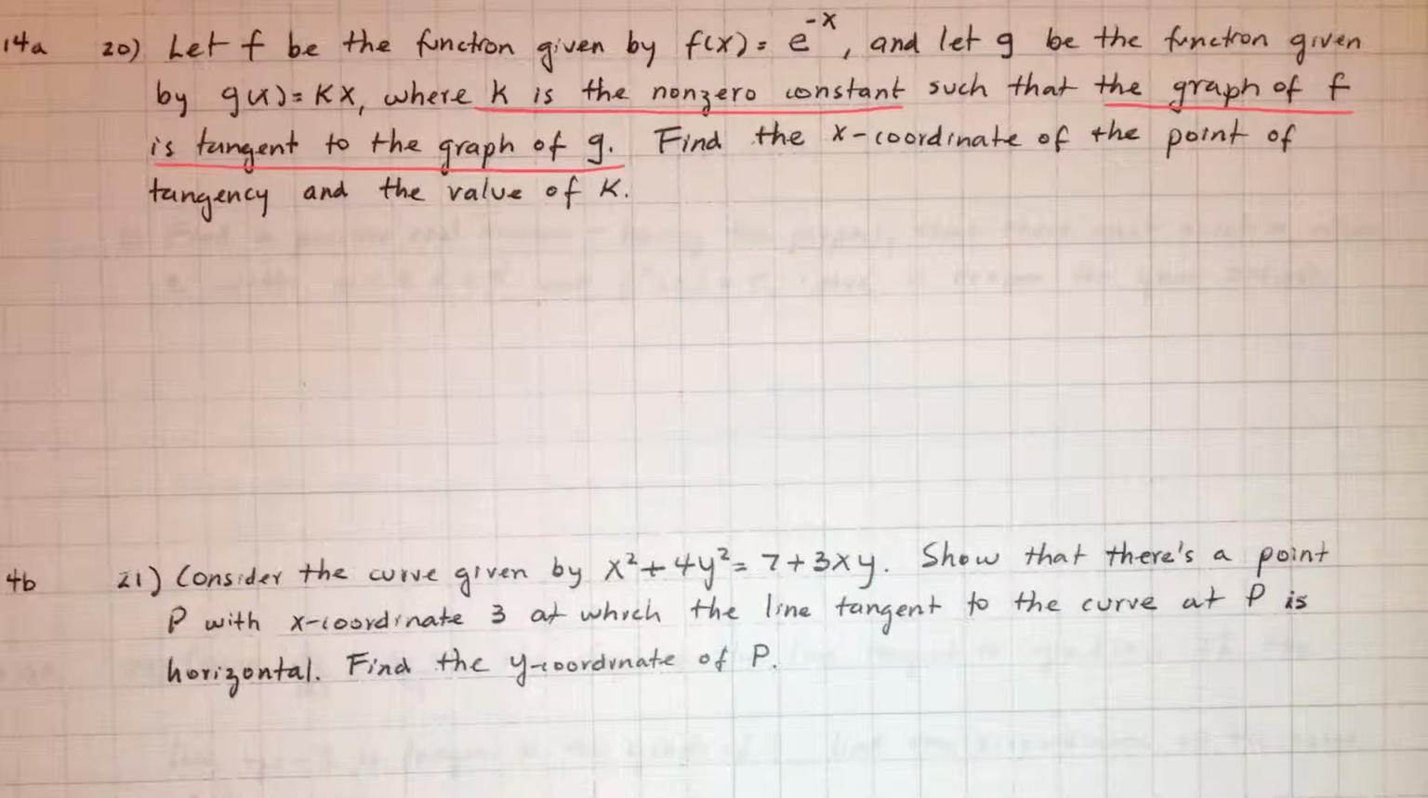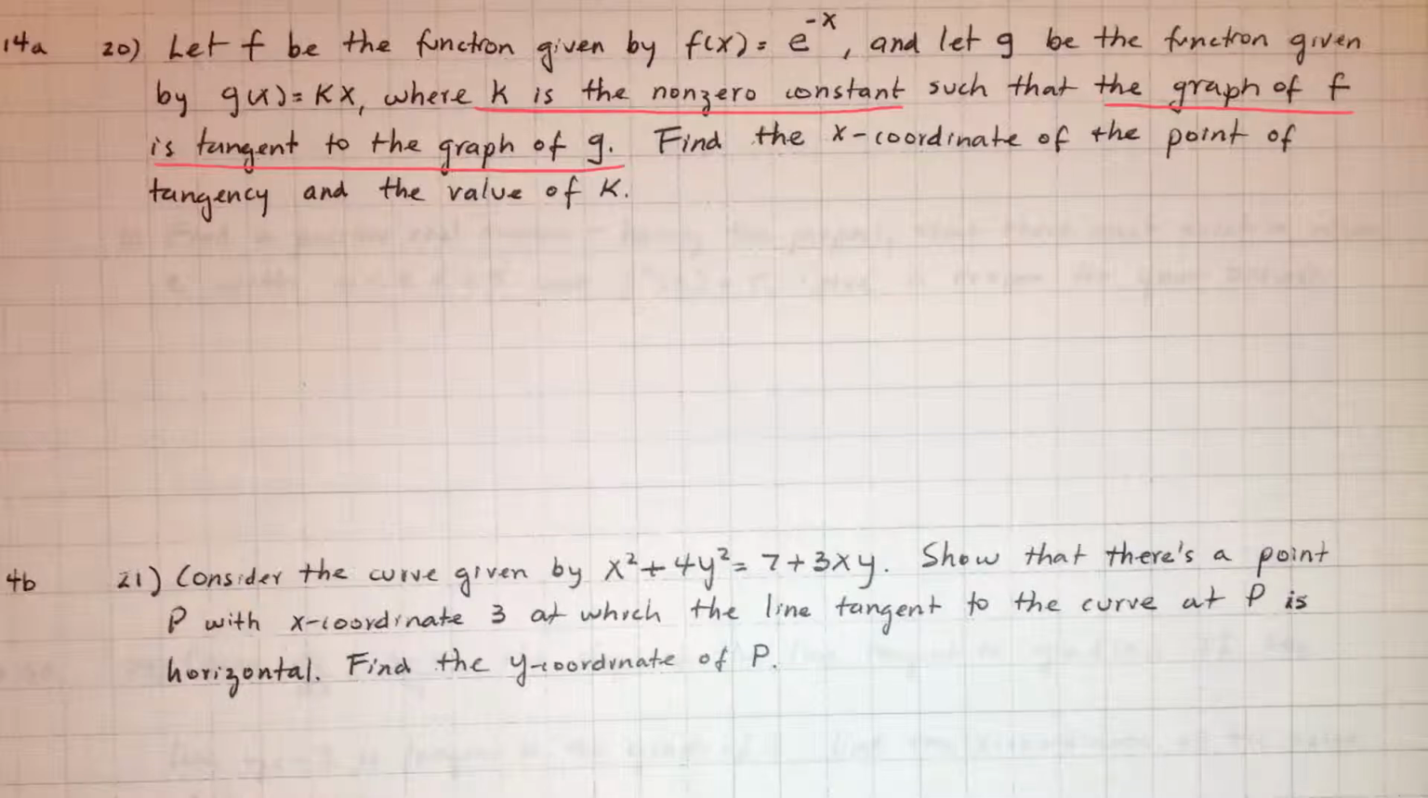It says, let f be the function given by f of x equal to e to the negative x, very famous function, and let g be the function given by g of x equal to kx. K is a non-zero constant, that's important, so I'm going to underline that, such that the graph of f is tangent to the graph of g. Find the x-coordinate of the point of tangency and the value of k.